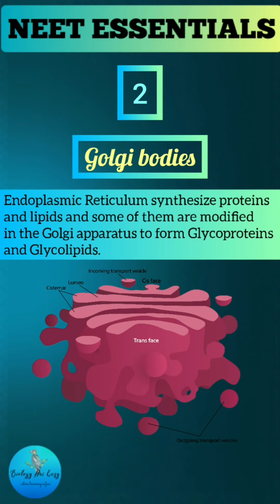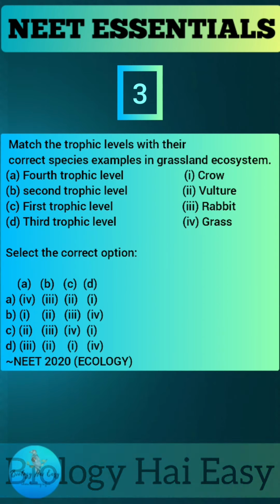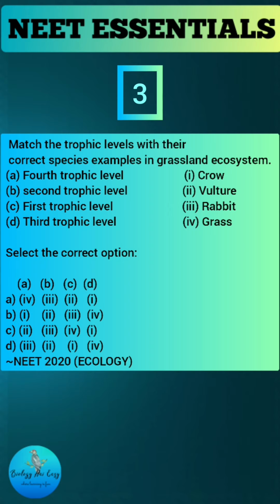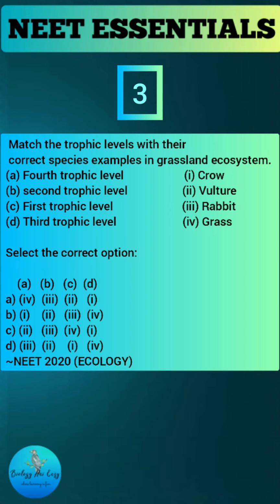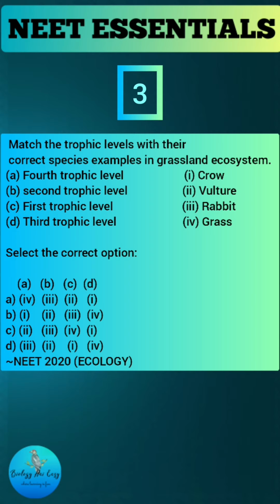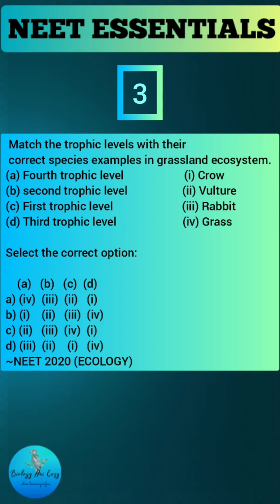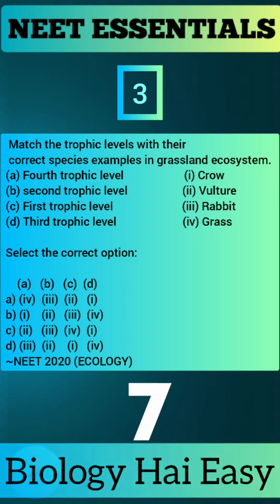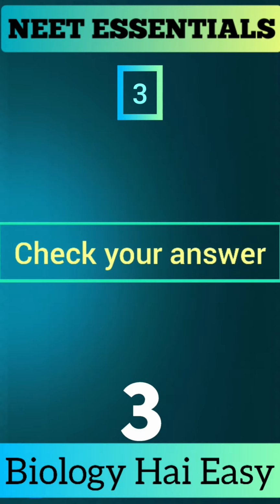Let's gear up for our next question. And the next question is, match the trophic levels with their correct species examples in grassland ecosystem. So, take your time and answer it properly. And the countdown begins now. You have to match the items in column A with items in column B.